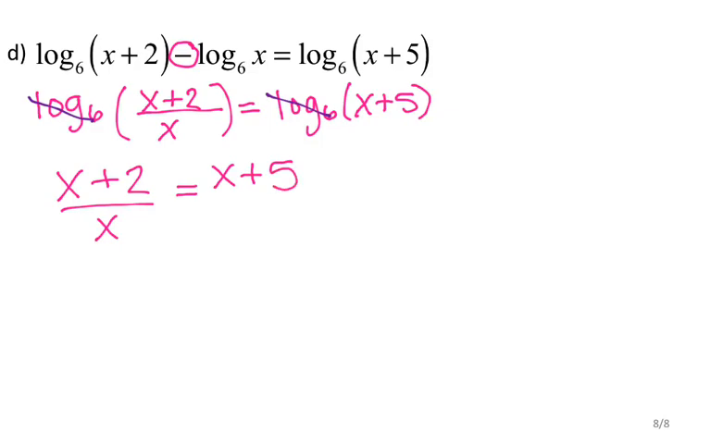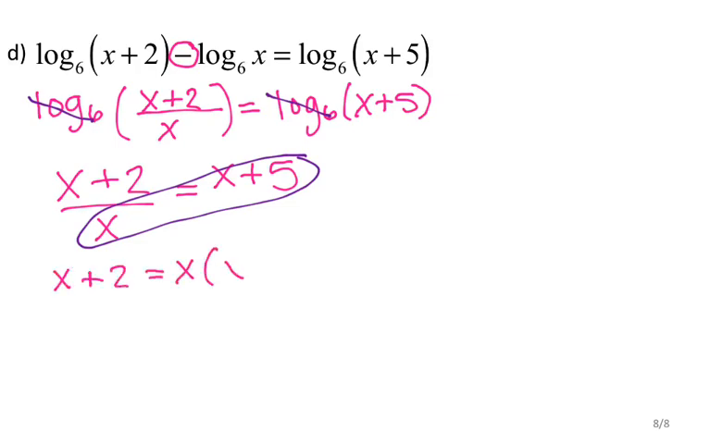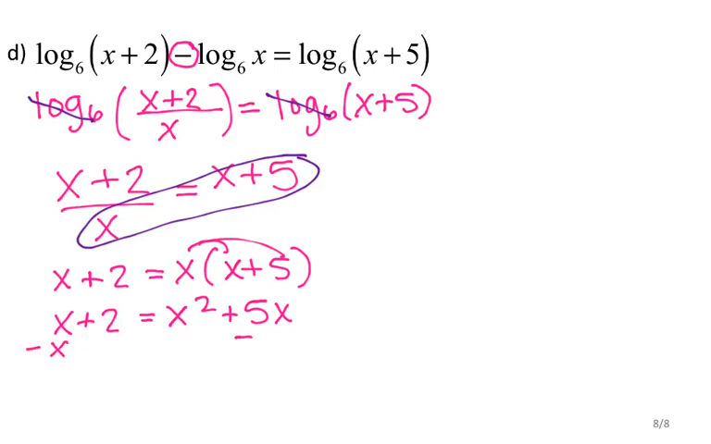I'm going to cross multiply. So that gives me x plus 2 equals x times x plus 5. Let's distribute the x. I have x plus 2 equals x squared plus 5x. And again, since it's a quadratic, I want to get it equal to 0. So I'm going to subtract x from both sides. I'm going to subtract 2 from both sides and rewrite. So I have 0 equals x squared plus 4x minus 2.